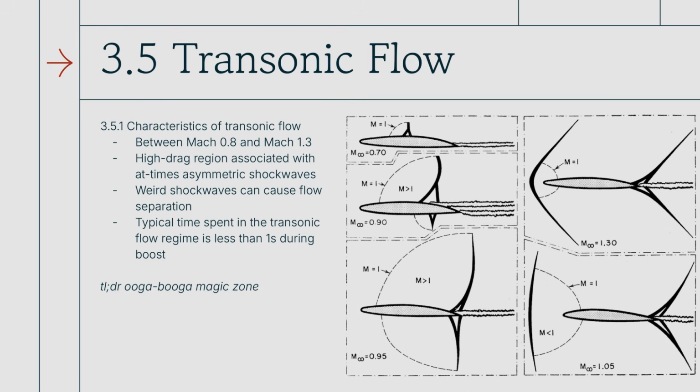So yeah, as I said, weird shock waves can cause flow separation in some areas. Realistically, we spend about 1 second of flight in this region. So the TLDR, Ooga Booga Magic Zone, it's about right. We don't really exactly know what happens there. It's quite frustrating, actually, but literally every single textbook will just give you the model for the subsonic and then give you the model for the supersonic and just not worry about the transonic at all.